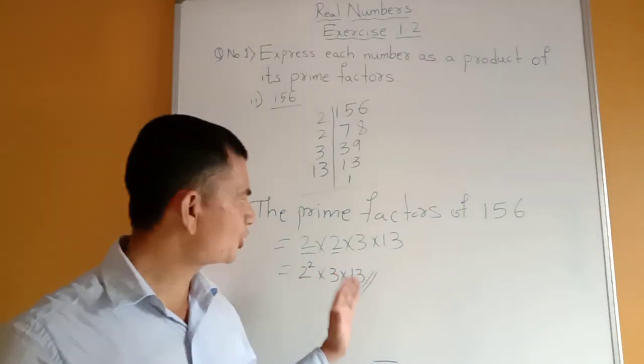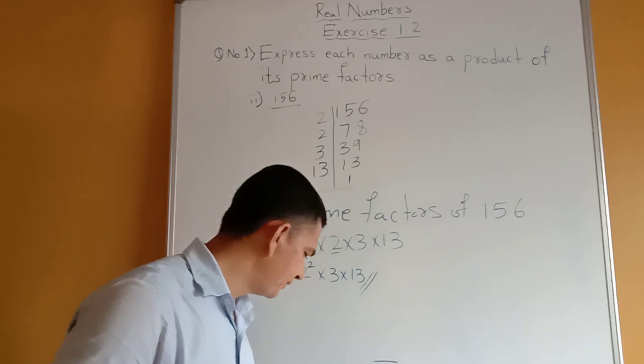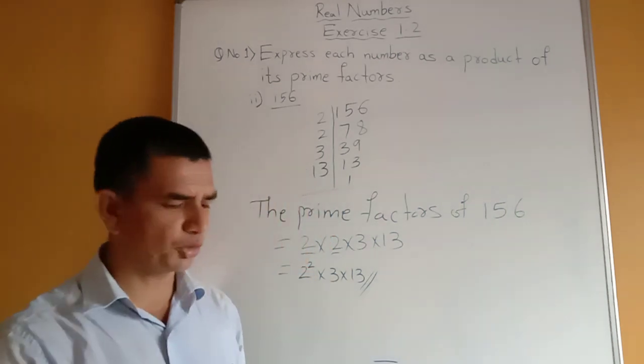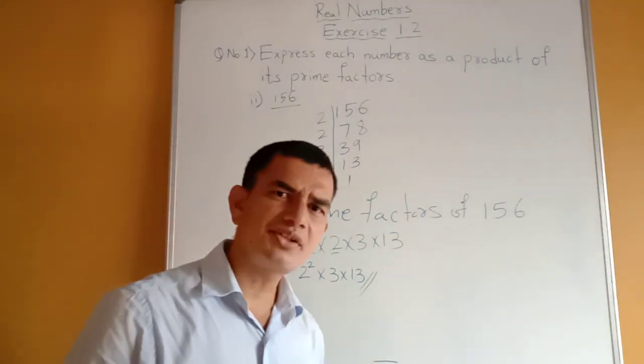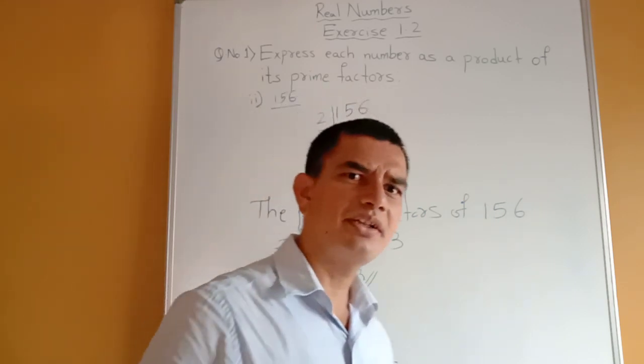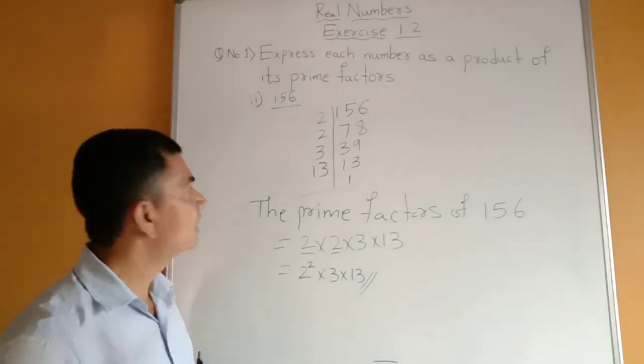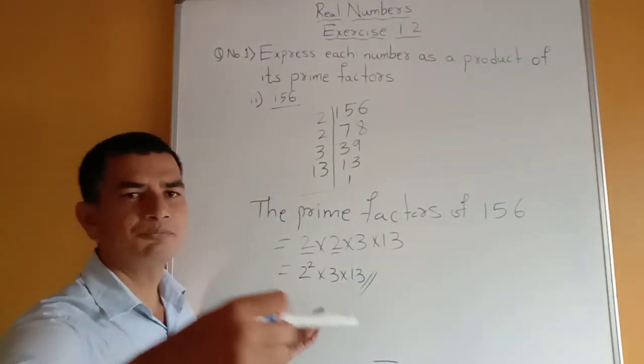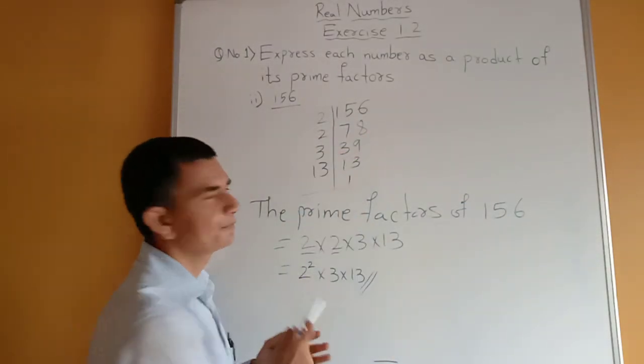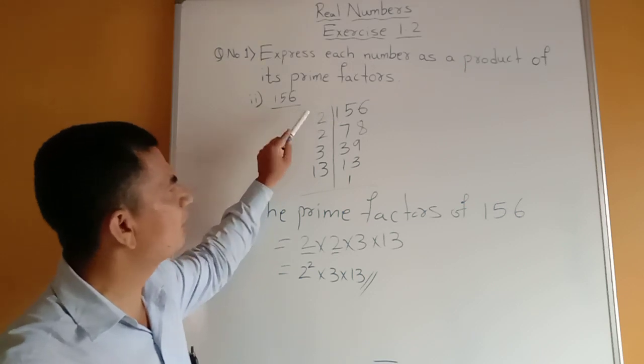Okay students, understood? Shall I explain it one more time? Because I will explain this one more time, so that if some students can't understand it, you can understand it easily. See here, 156, it is a question. We have to write it as prime factors. So we have taken here 156. Now this number is divisible by 2.